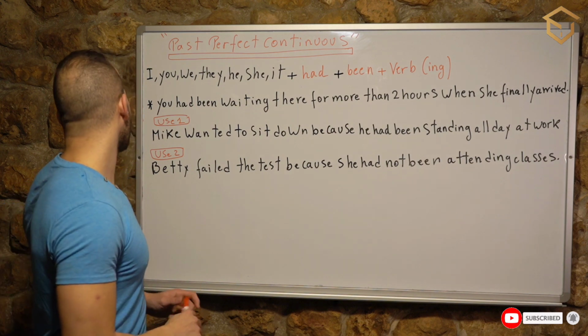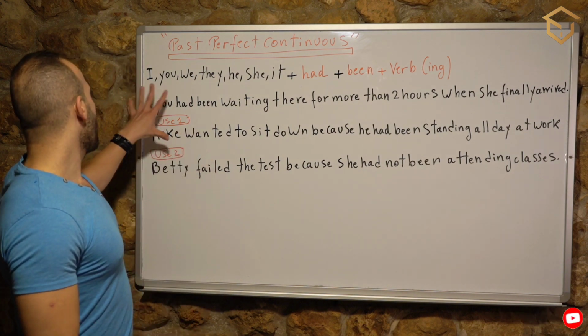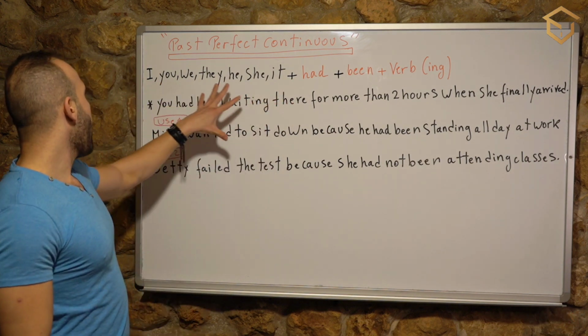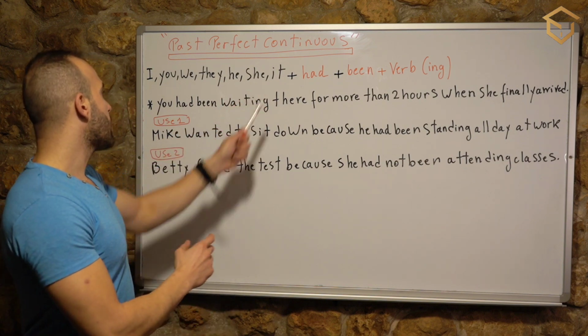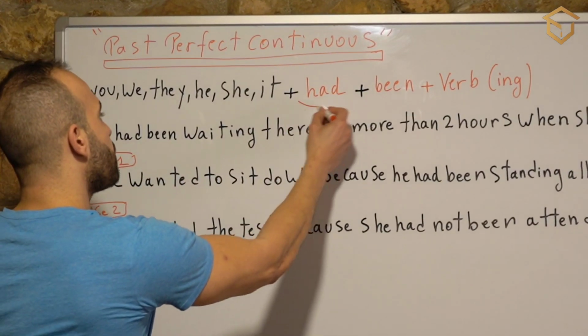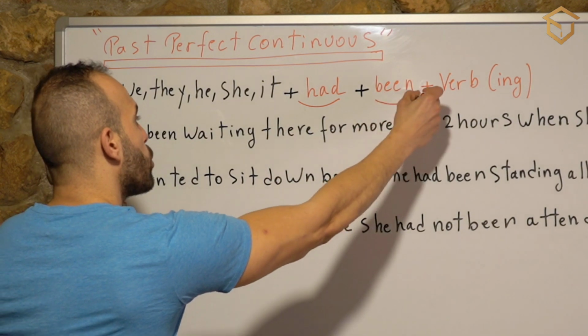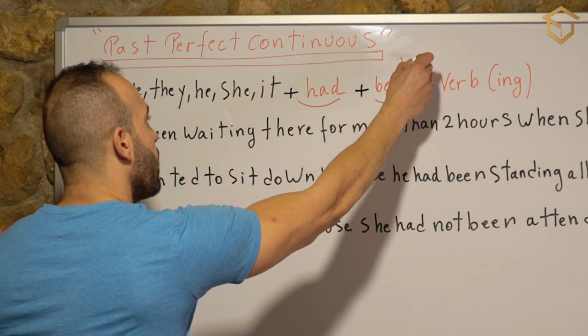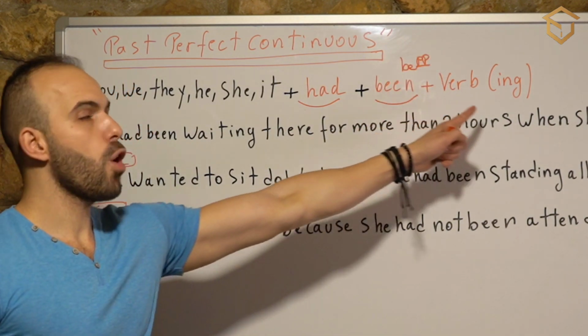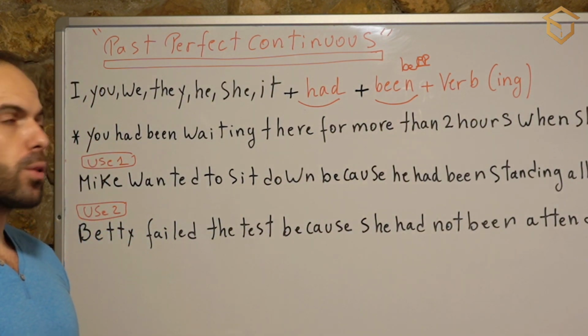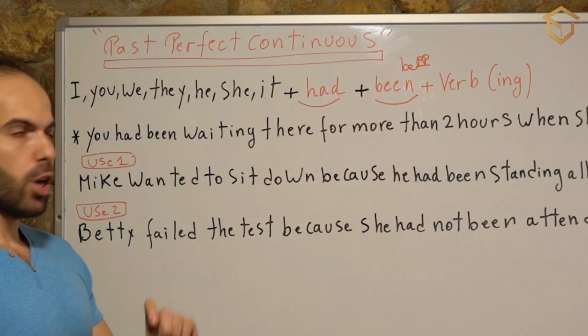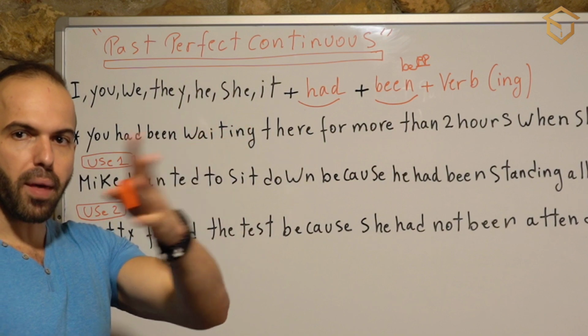this verb tense. So, with the subject pronouns I, you, we, they, he, she, and it, we use had, that's the past participle. We use been, which is the past participle of be. And we use the verb and ing. For example, I had been working, she had been living here, whatever.